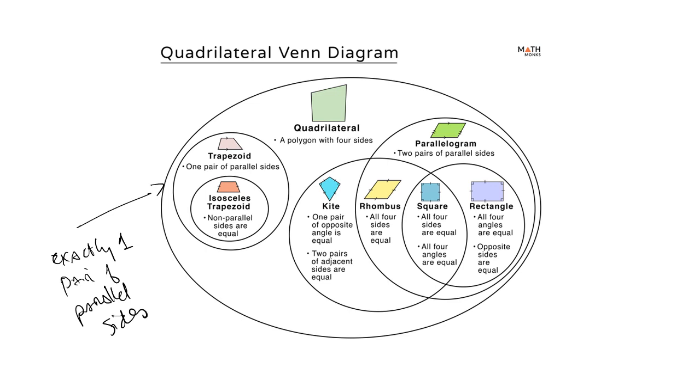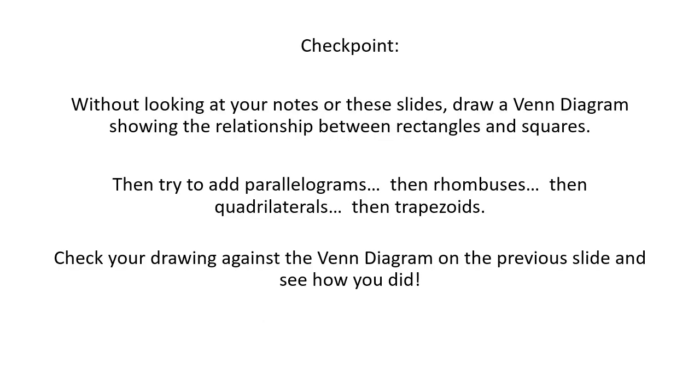So again, you don't need to memorize this. Hopefully, if you know and learn all the characteristics of these shapes, then being able to construct this diagram should follow pretty naturally. And that's your checkpoint question. So without looking at your notes or the slides, try to draw a Venn diagram that shows the relationship between rectangles and squares. Just start with those two and make sure you understand how those two are related. And then try to add in parallelograms and then rhombuses and quadrilaterals and trapezoids. Try to add these circles.